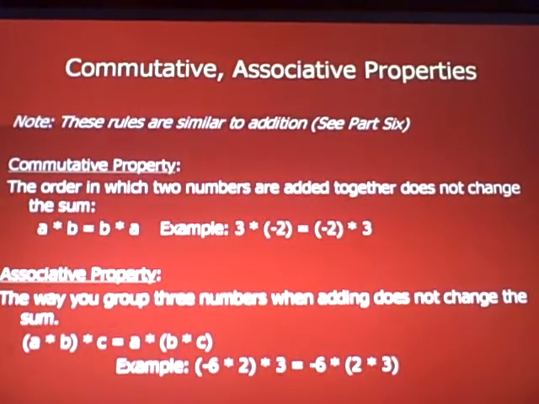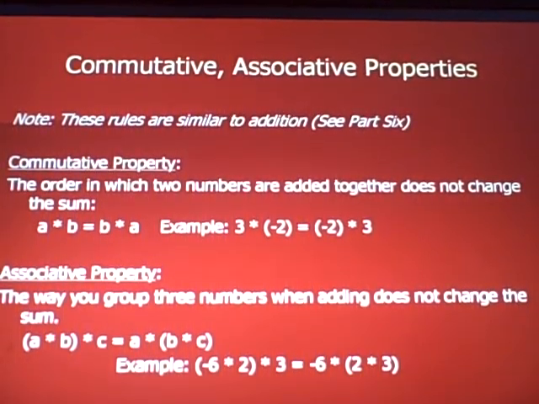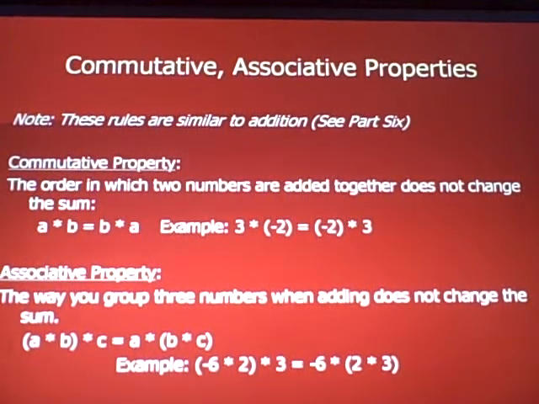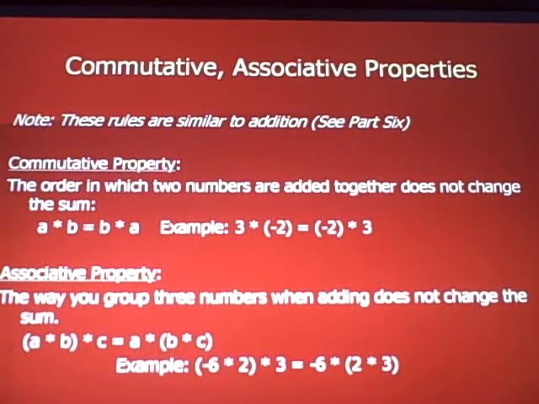Here are the commutative and associative properties. These are similar to the properties of addition that we discussed in Part 6. Basically, with addition and multiplication, you're in the clear. Commutative property, the order of the numbers added or multiplied together in this case doesn't change the result. A times B is the same as B times A.